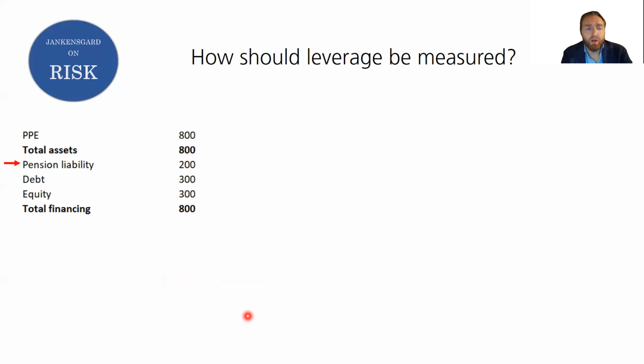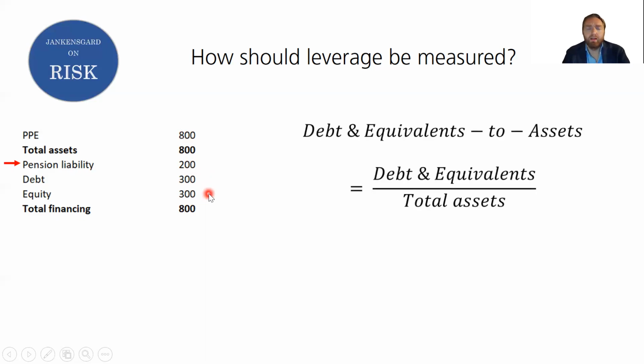All right, let's continue. We're going to introduce a pension liability now in the balance sheet. So on the asset side, we have property, plant, and equipment. We have debt, equity, and this pension liability then on the liability side. So we're going to look at something called debt and equivalents to total assets. Debt and equivalents refers to the fact that many liabilities are like debt. They behave like debt in important respects.